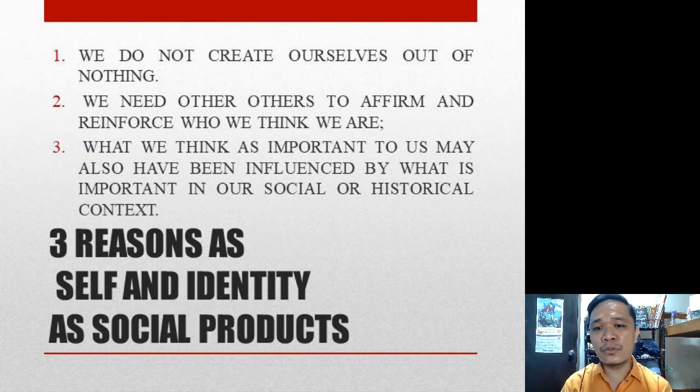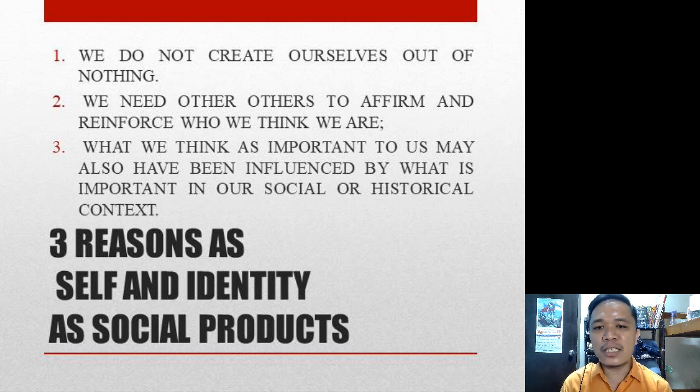Number two is we need others to affirm and reinforce who we think we are. Other people will actually criticize us. Other people will give constructive and developmental criticism that will refine our character and our attitude, so that we know exactly our limitations.